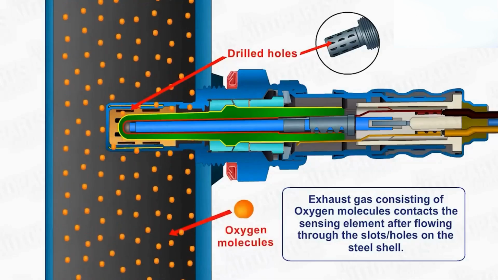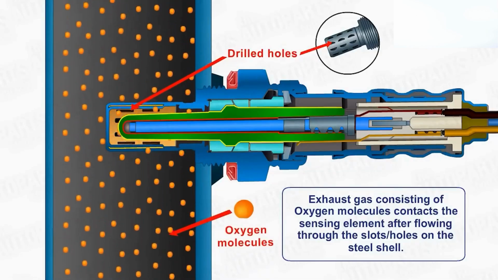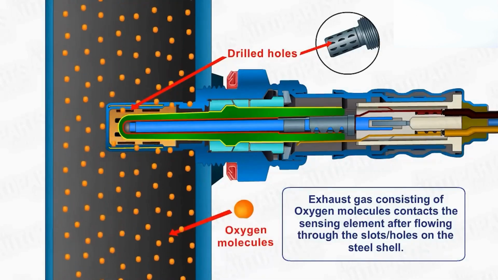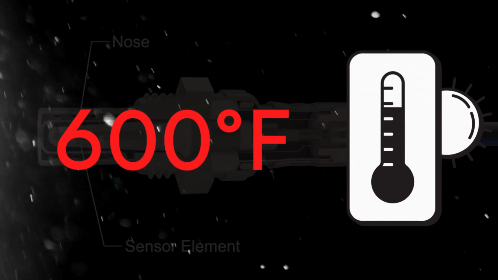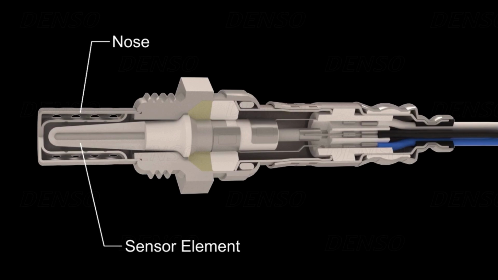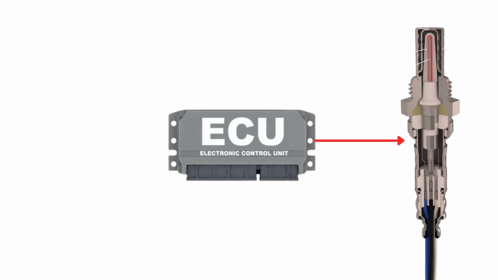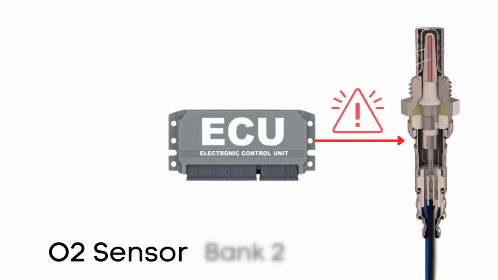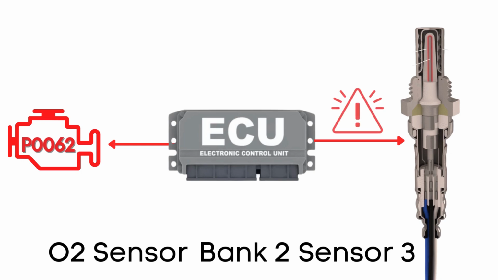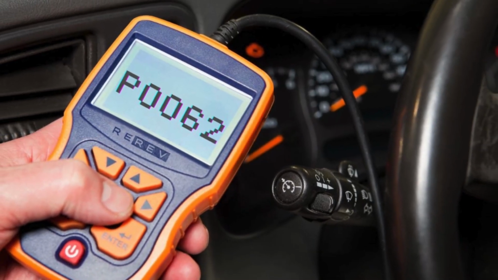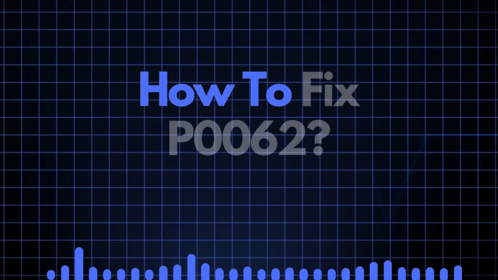But here's the thing, an oxygen sensor won't function correctly until it's heated to a certain temperature, around 600 degrees Fahrenheit for conventional sensors. That's where the heater circuit comes in. It's designed to warm up the sensor quickly, so it starts working sooner. The ECU regularly checks this heater circuit to make sure it's functioning properly. If the ECU detects a problem with the heater circuit in the oxygen sensor on Bank 2, Sensor 3, it triggers the P0062 code. Now that we know what P0062 means, let's find out how to fix it.